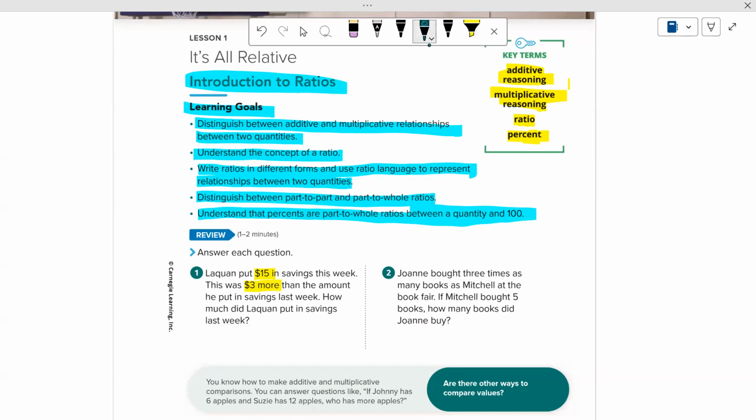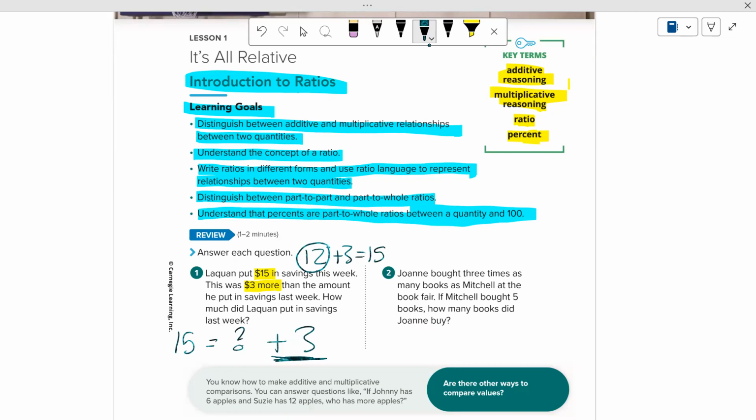So Laquan puts $15 in savings this week. This was 3 more. More means add 3. We're familiar with that. More means to add. So what was the mystery amount, I wonder? That's 12. 12 plus 3 is 15. So we had to have $12 in his account initially.